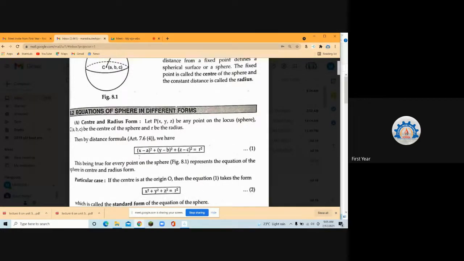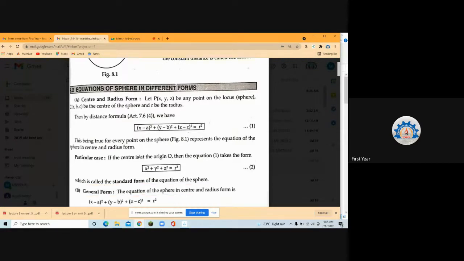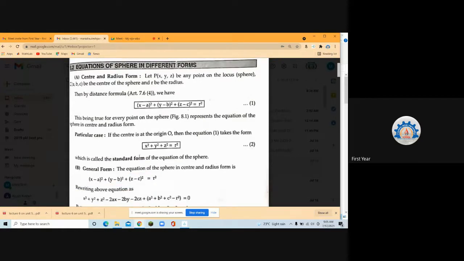Now, the way we have the general equation of circle as x square plus y square plus 2fx plus 2gy plus c is equal to 0, same way we are going to have the equation of sphere also in general form. So how do we get that? With the help of that, if you are given center and radius, you will be able to find the equation of sphere. If you are given the equation of sphere, you should know how to find the center and radius of the sphere. Okay.